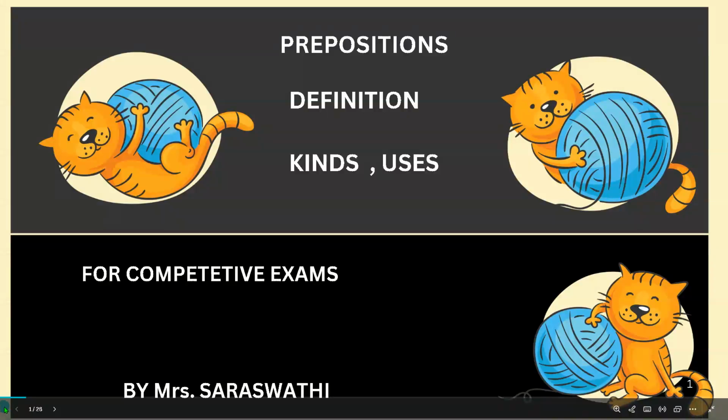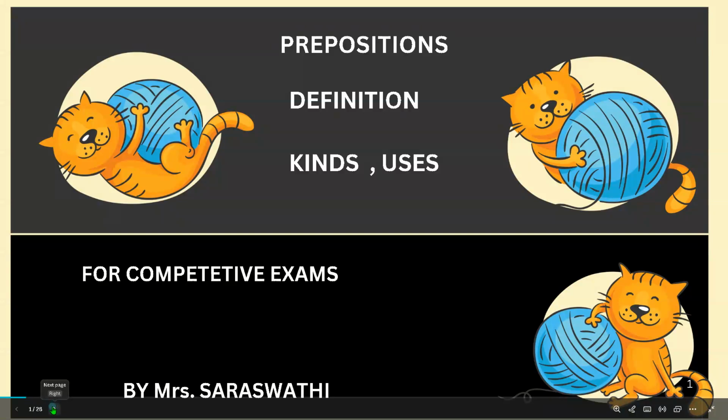And this prepositions slide is very useful for competitive exams as well as for your inter and degree exams and for 10th class also. You have a bit to fill the blanks with the proper prepositions. So let us start.